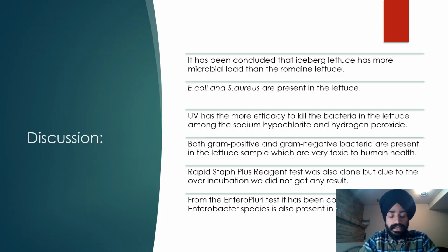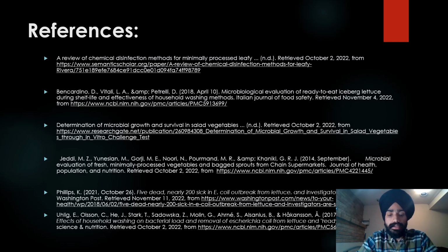And in the end, I'm going to conclude that the iceberg lettuce has a more microbial load than the romaine lettuce, E. coli and S. aureus are present in the lettuce, and UV has more efficacy to kill the bacteria in the lettuce than the sodium hypochlorite and the hydrogen peroxide. Both gram-positive and gram-negative bacteria are present in the lettuce sample, which are toxic to human health. And the Rapid Strep Plus reagent test we also did, but due to the over-incubation, we didn't get any results. And from the Enteroplate test, we conclude that it has an Enterobacter species.